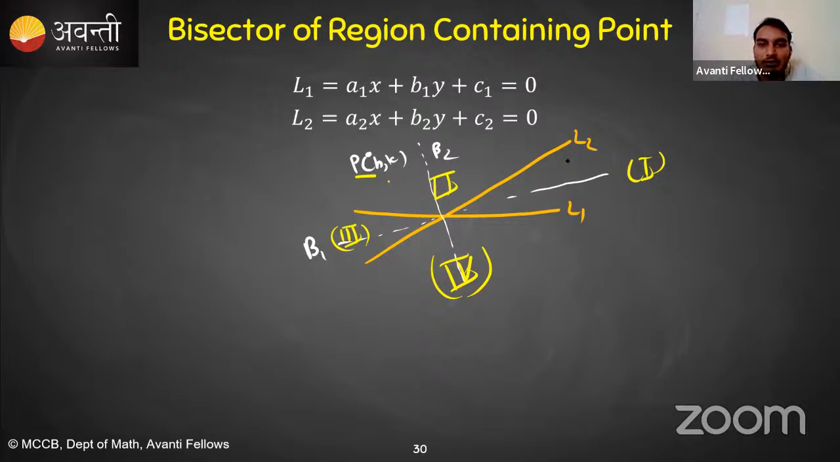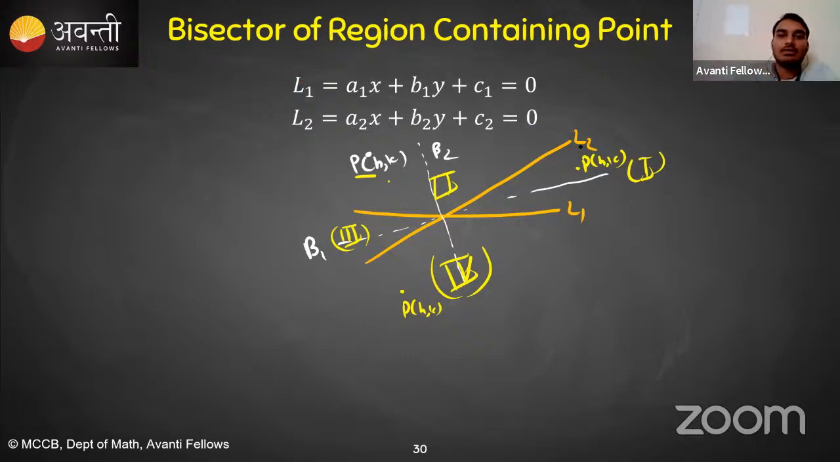So let's say point P is lying on this part. This part corresponds to region 1, and region 1 has the bisector B1. So I will say bisector B1 is the required bisector. If the point P is lying on the fourth part, let's say point P is here, then the fourth region is bisected by B2. Yes or no? So I will say the B2 bisector corresponds to this region. Is this clear? So how will you find this? That is the question.